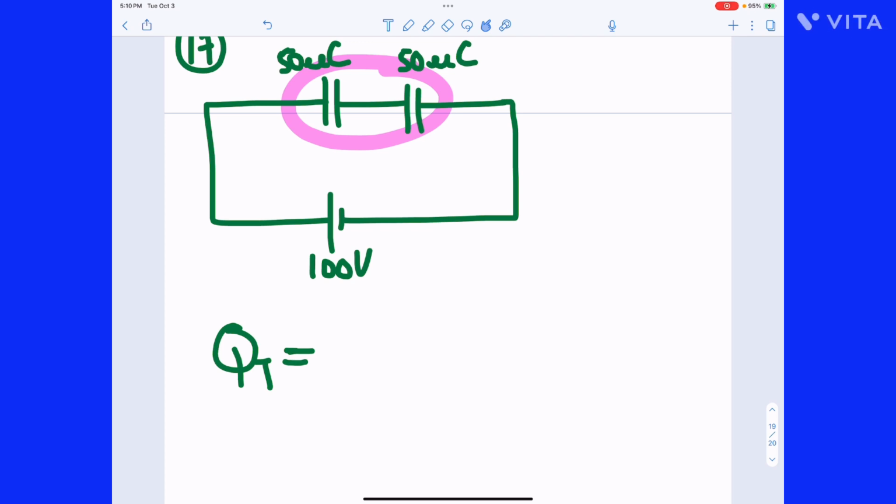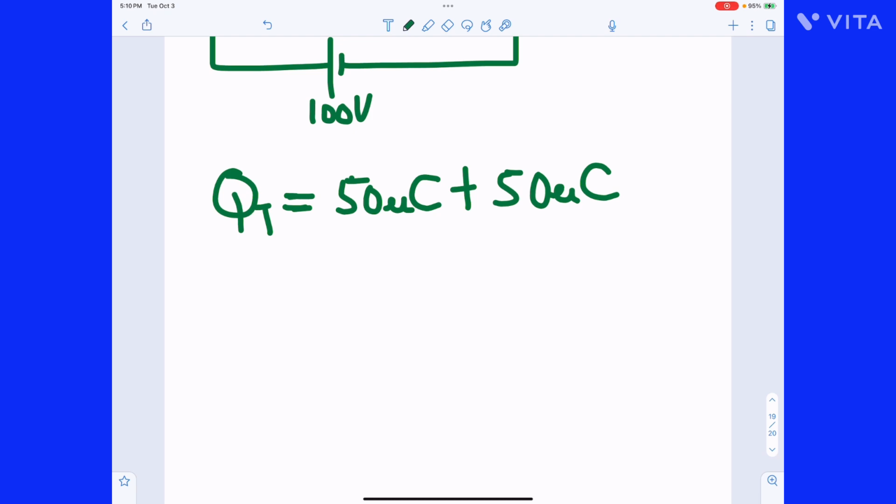The total charge on the two is equal to 50 microcoulomb plus 50 microcoulomb. That gives us 100 microcoulomb.